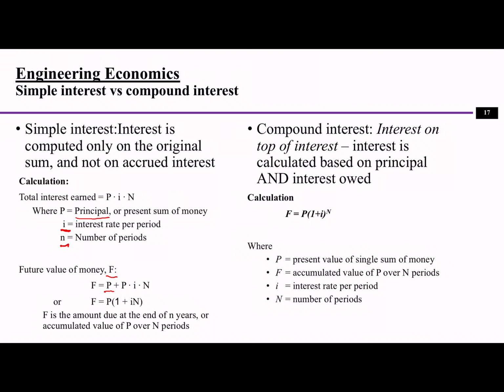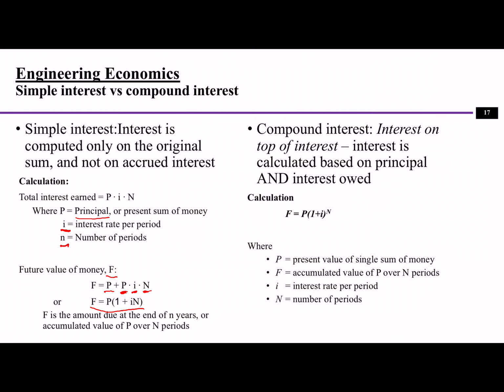Then the future value of money will be equal to, if we only consider the simple interest, P, which is our present value of the $10,000, plus, right, P, principal, times interest rate, times how many periods, right? In another way, you can write the equation like this, right? So we can get how much money do I have, right?